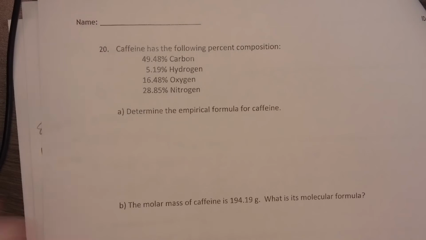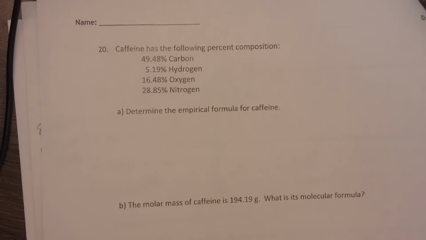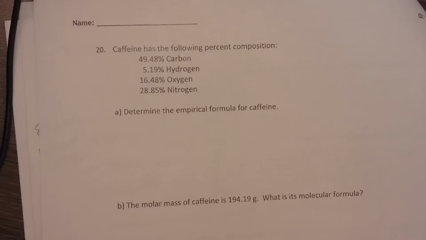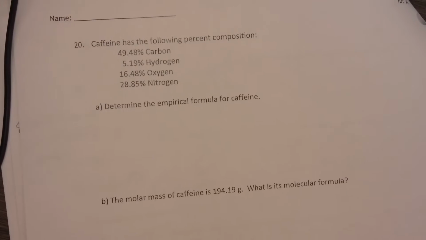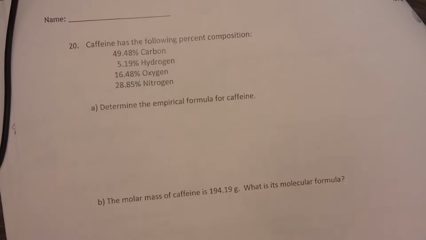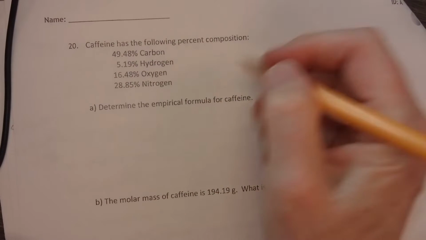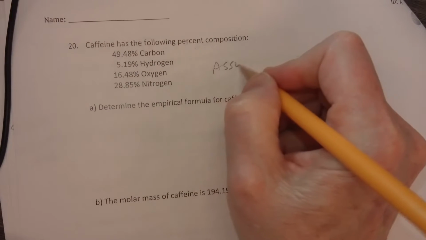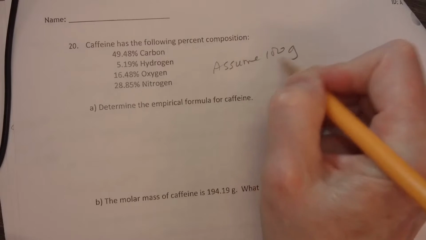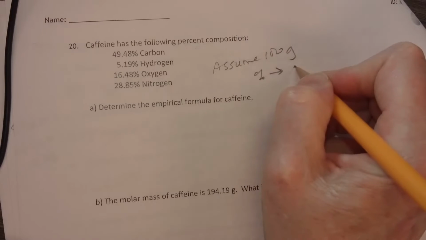All right, now we're doing page 4 of the practice test, and there will be a problem very similar to this on the final exam for this 6.2. Remember, if they give you the percent composition, the first thing we do is essentially assume we had 100 grams of substance, so we change percent to grams.